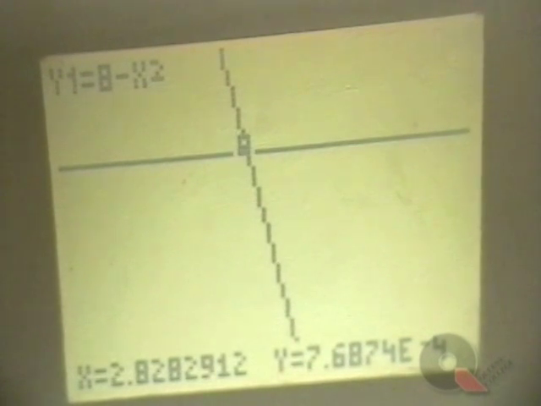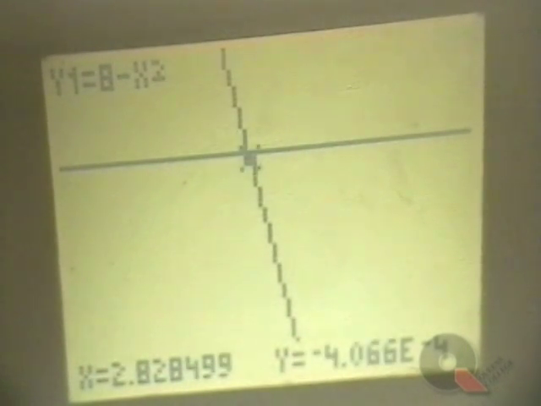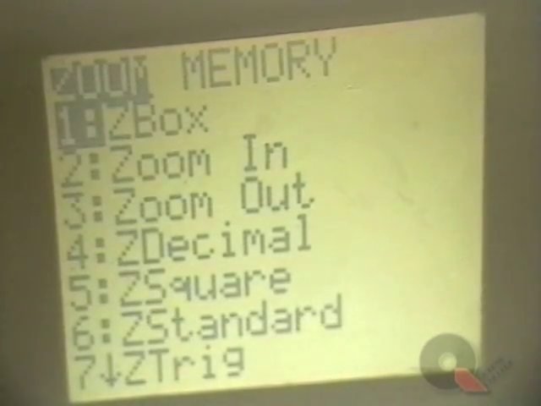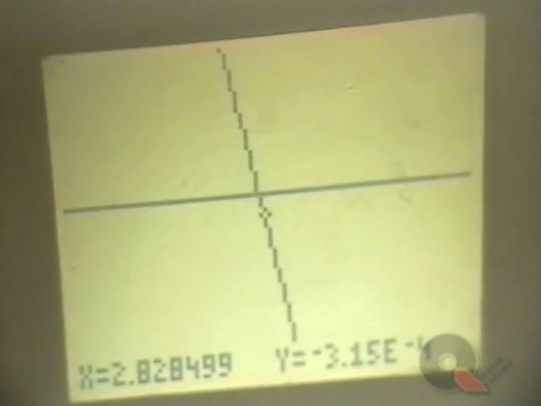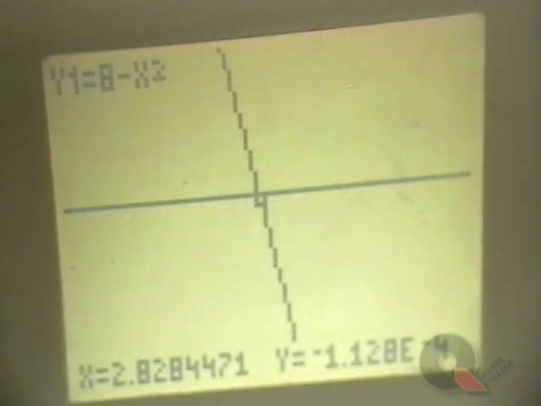And I now know that the x-coordinate is someplace between 2.828, 2912, where the y value is negative, and 2.828499, where the y value, first the y value was positive, now the y value is negative, both cases close to 0. And you can keep repeating this. You can hit zoom, 2, enter, hit trace, go to the left, and keep narrowing down the location of the x-coordinate. So we know it's approximately 2.828, which is not a surprise.